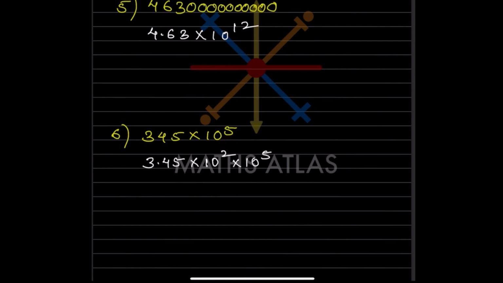So now what will you get as the answer? 3.25. When you add the exponents of both of them, that is going to be 10 raised to 7. So that will be into 10 raised to 7. So this is the answer.